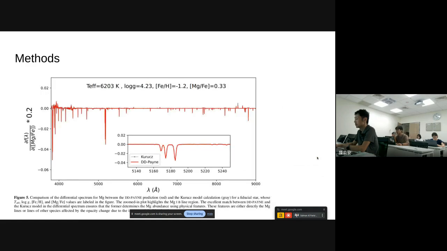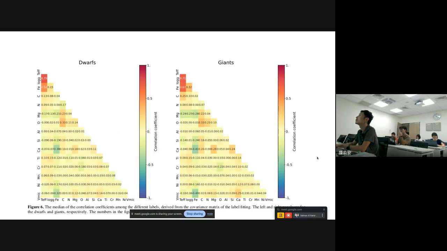And then this is the fitting of the differential spectra between the curves, which is a simulation, and this DD-Payne. And this is the correlation coefficient among the labels, which are the metal elements, compared to the spectra. Here we can see that effective temperature is very correlated to the spectra.